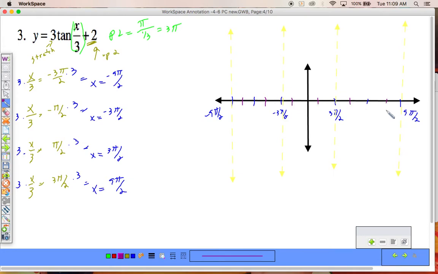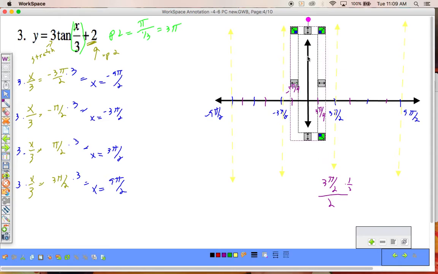Now I'm going to label the middle. Half from 0 to 3 pi over 2. 3 pi over 2 divided by 2 is going to be 3 pi over 4. Which makes this one -3 pi over 4. I'm going to move this up a little bit because I know what happens.